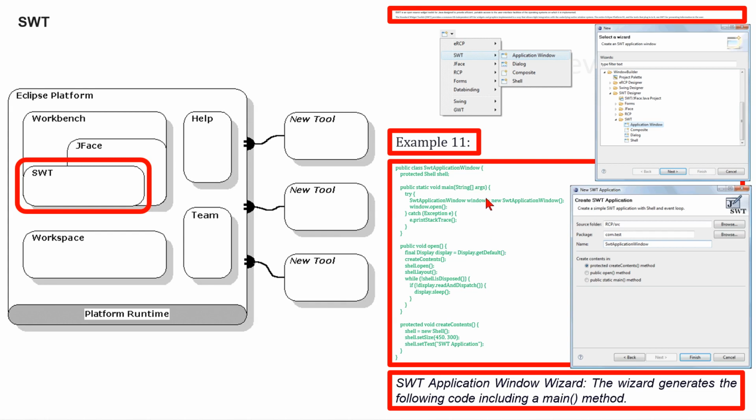This wizard generates the following code including main. SWT application window wizard creates a main class that instantiates and shows the top level shell.